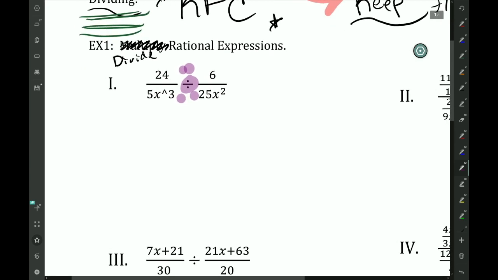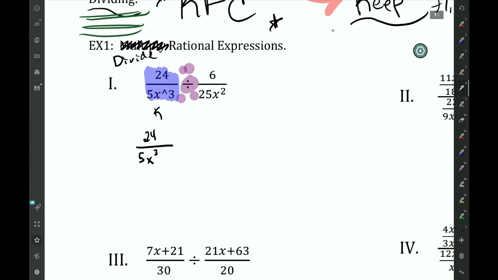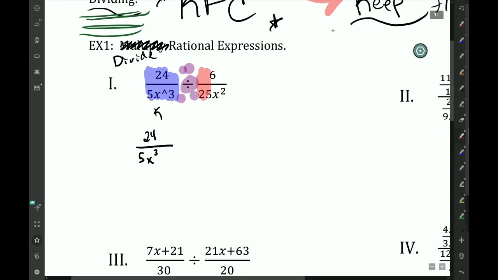So back on out here now. Very simple. This entire blue fraction, I'm going to keep it the same. I'm not going to touch it. This is my keep. So it's going to be 24 over 5x, and that should be to the third power. Now, I'm going to flip the entire red fraction. I'm just going to turn it upside down. So it's going to be 25x squared over 6.